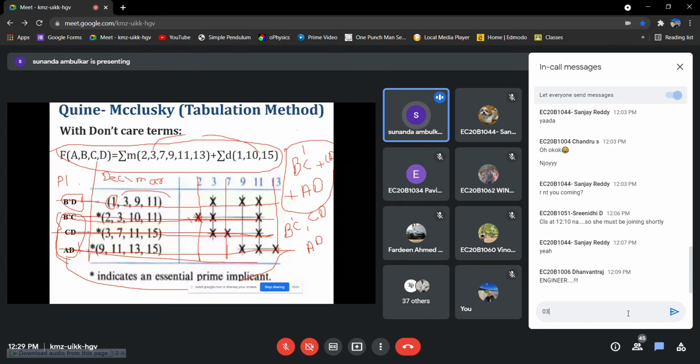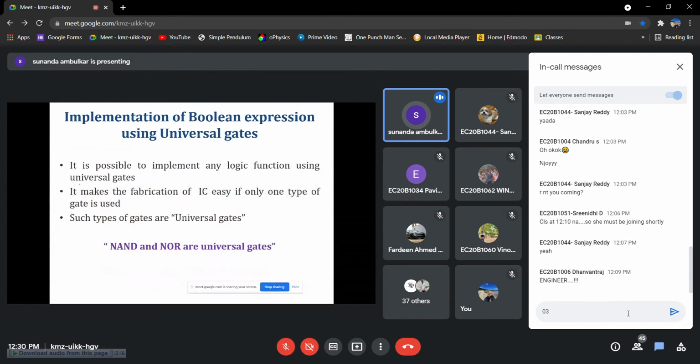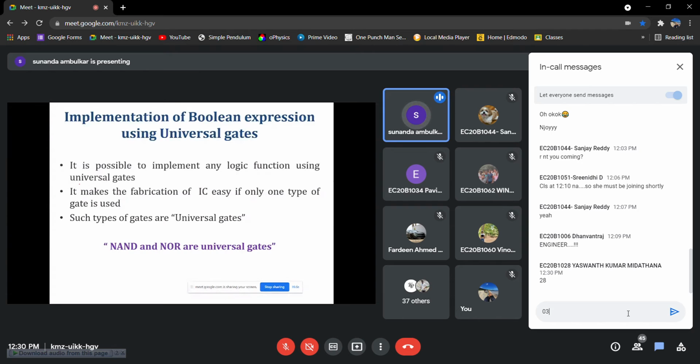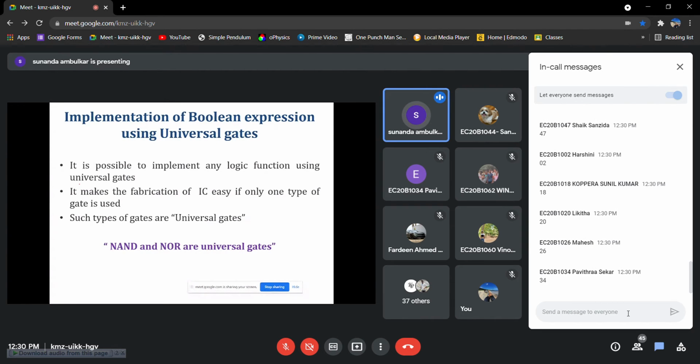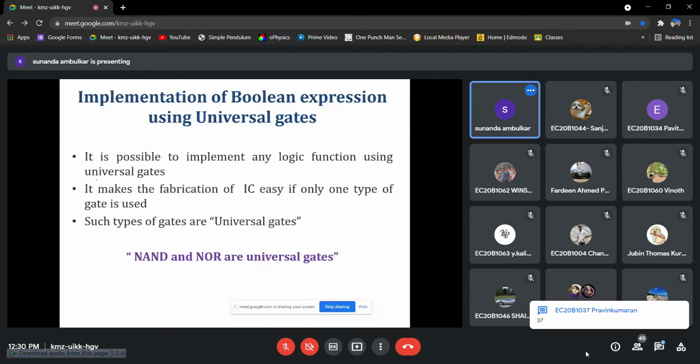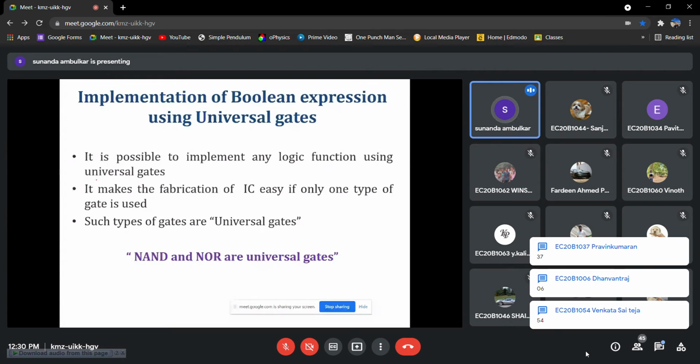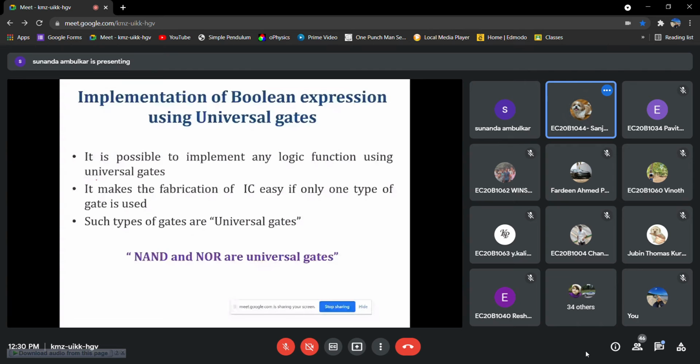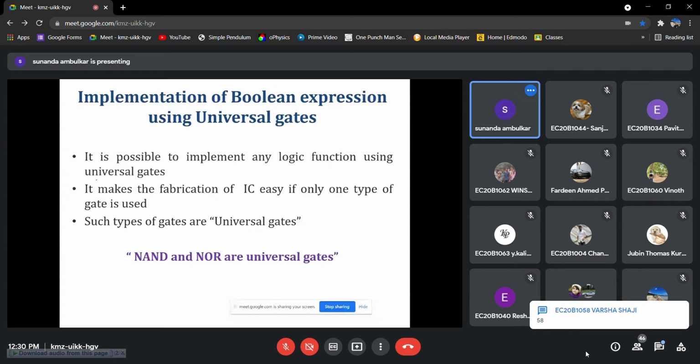So the next topic is the implementation of Boolean expressions using universal gates. Do you have any idea what is the meaning of universal gates, and what is the difference between them and simple logic gates? Why do we call these universal gates? Why don't we consider them simple logic gates? Because we can create any other gate from these universal gates. Okay, so you all have a basic idea about the universal gates.